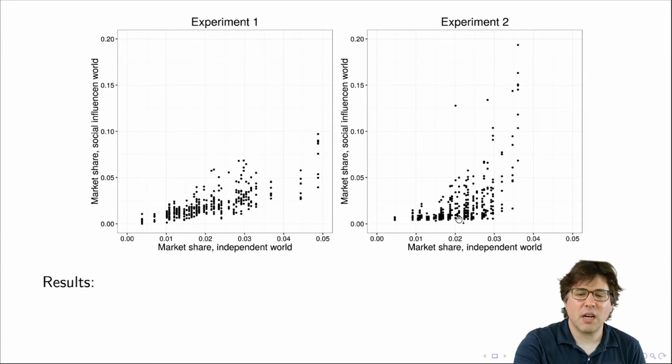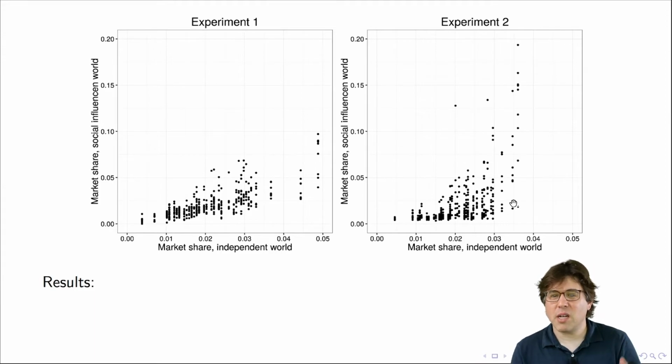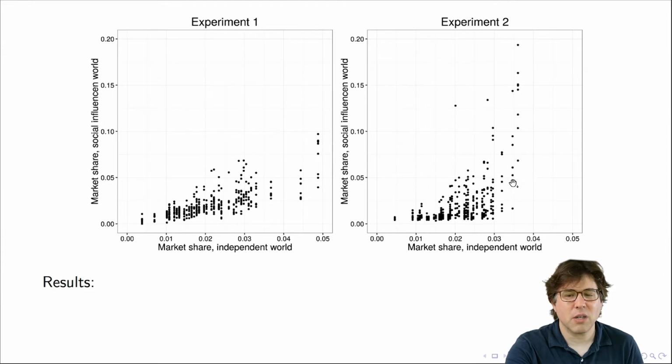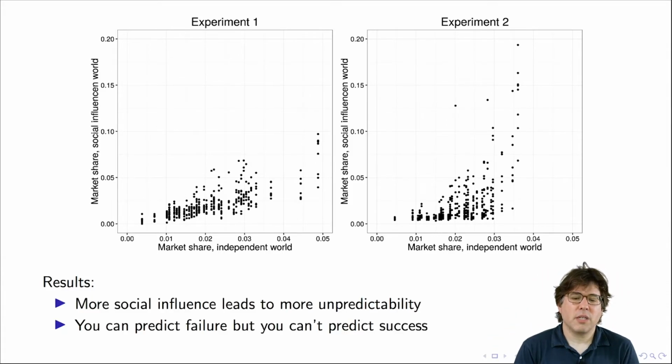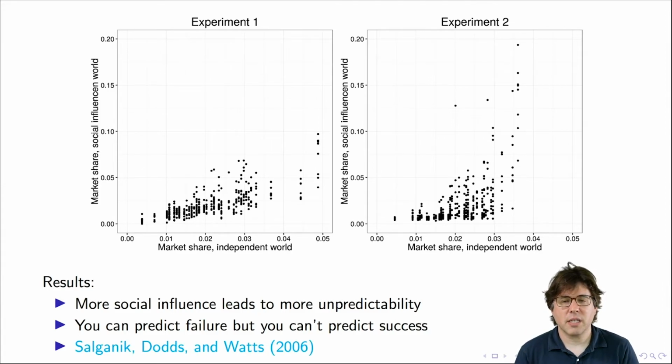That is, the songs that are low appeal are never successful, but the songs that are high appeal have a big range of outcomes. Even the highest appeal songs are not always the most successful. So we found that more social influence leads to more unpredictability. You can predict failure, but you can't predict success. And I would encourage you to read our paper with more details about the experiment.